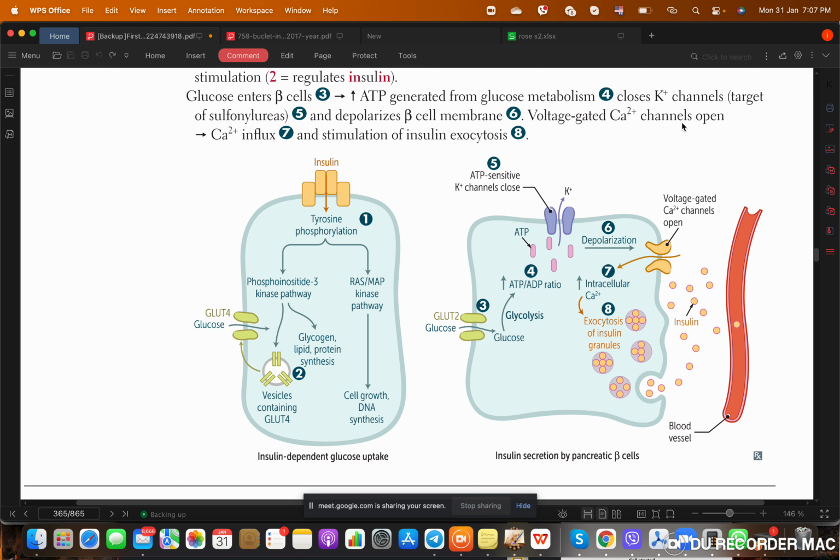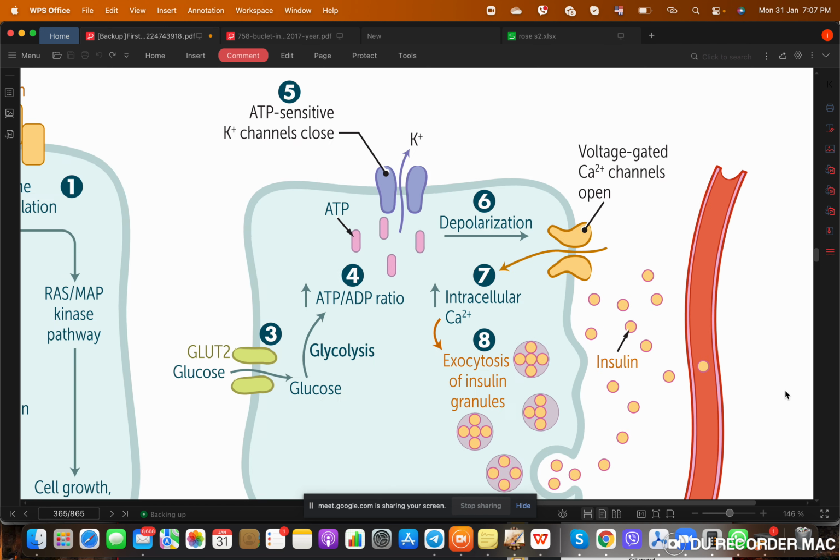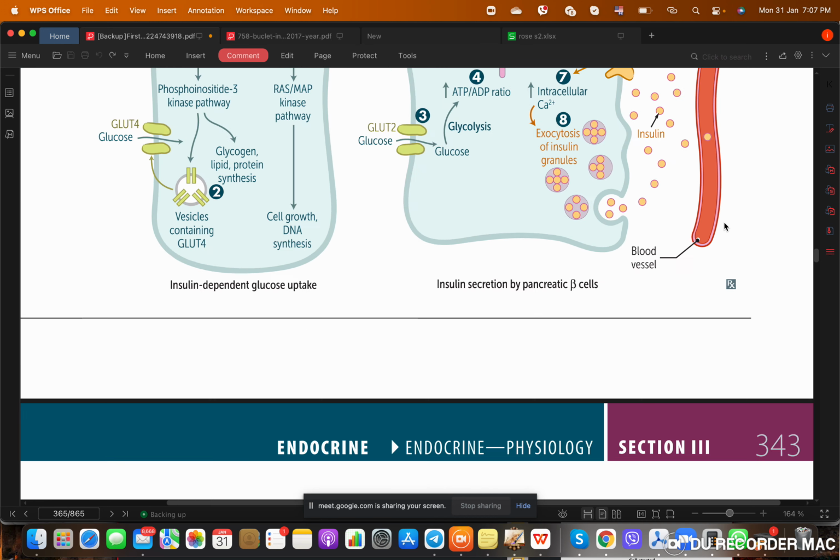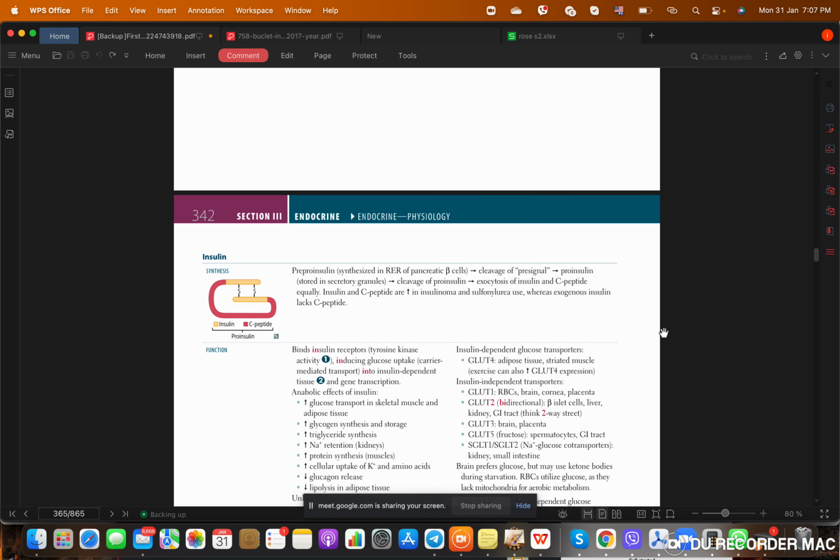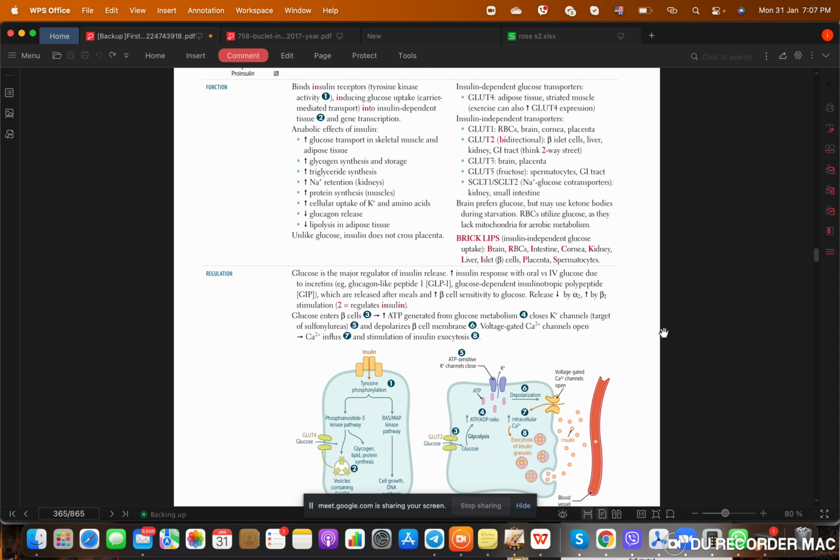Voltage-gated calcium channels open, and we will have a calcium influx and the stimulation of insulin exocytosis from the vesicle into the circulation. And that's it. That's how insulin is produced and released.